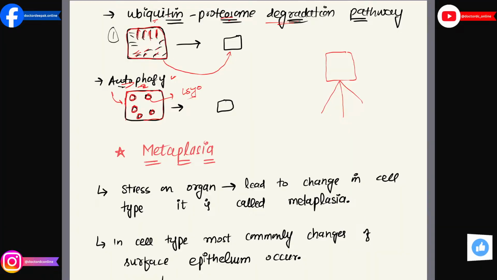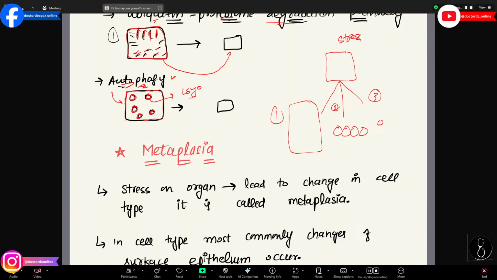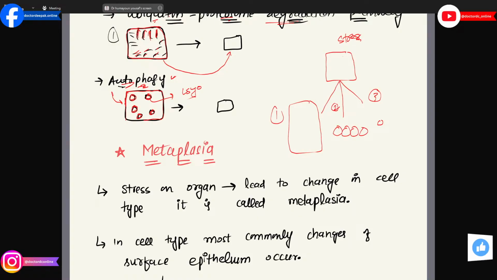Let's suppose this is the first cell, and this is the second, and this is the third. Suppose I put a stress on this cell, it has to undergo different kinds of changes, or we can say different kinds of growth adaptation. So suppose I put a stress on this cell, and this cell undergoes growth adaptation and increases its size. This is called hypertrophy.